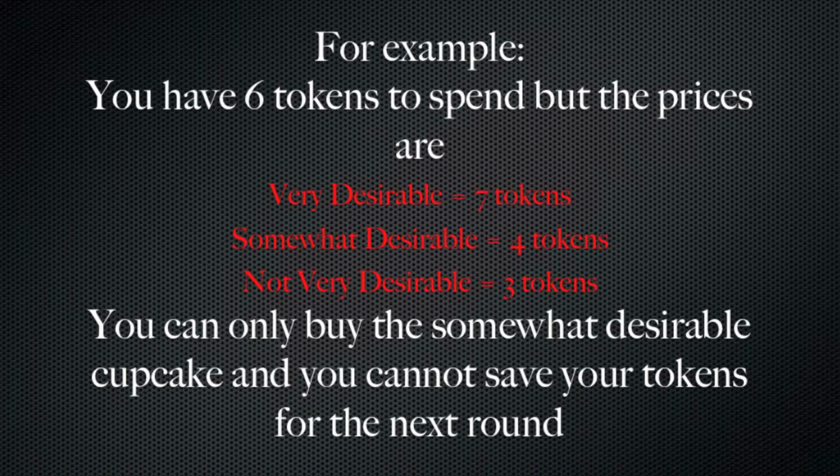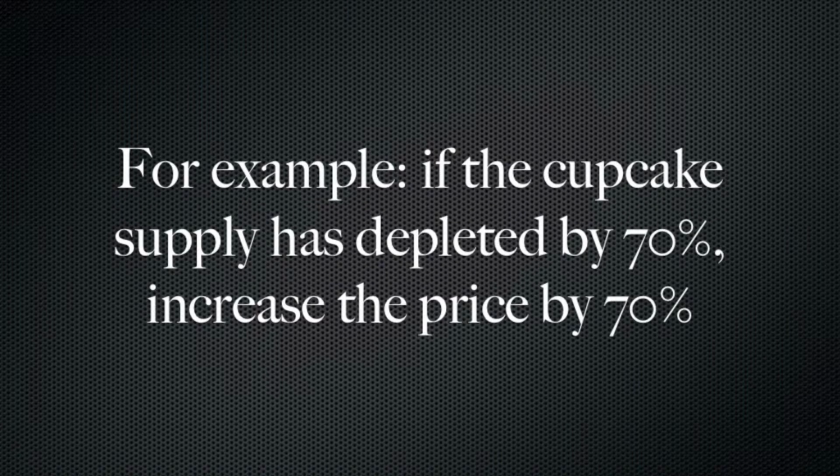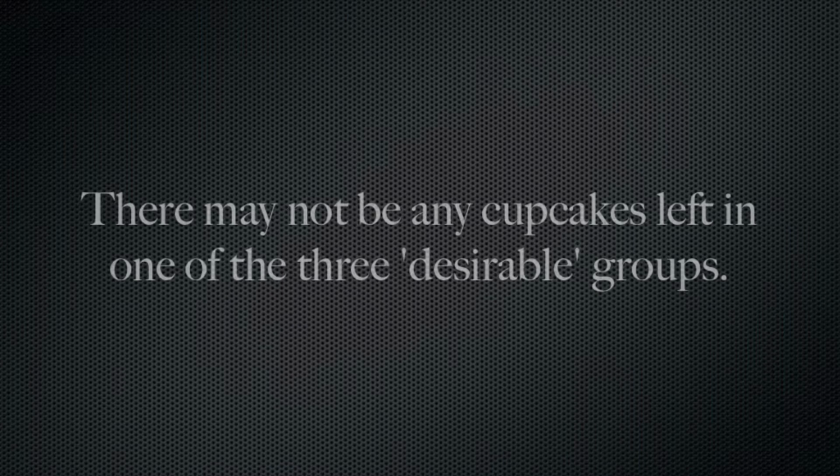For example, if a cupcake now costs 4 tokens and a bachelor's degree has 6 tokens to spend, the 2 leftover tokens must be forfeited. Step 12. Officially end round 2. Facilitators should now recalculate prices again for any of the remaining cupcake groups. Use the same formula for repricing as was used in the previous round. For example, if the cupcake supply now has been depleted 70% from the starting amount, the price of the cupcakes will increase by 70%. Some cupcake supply may be completely depleted.